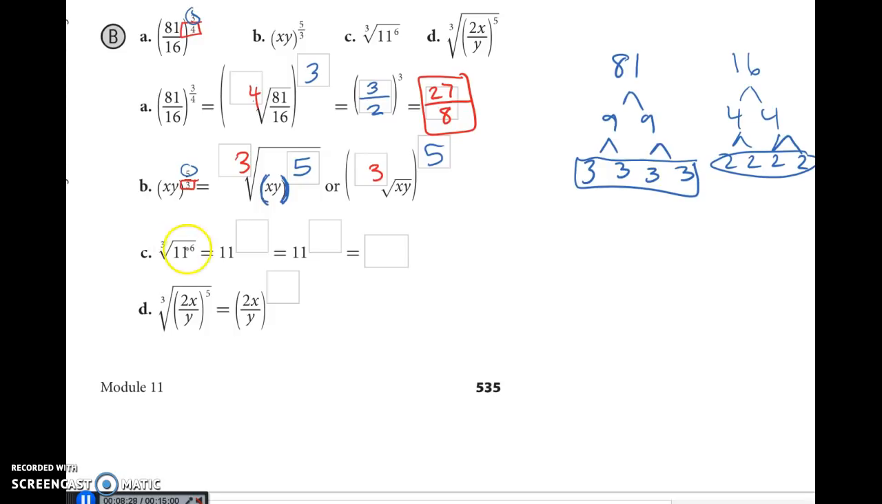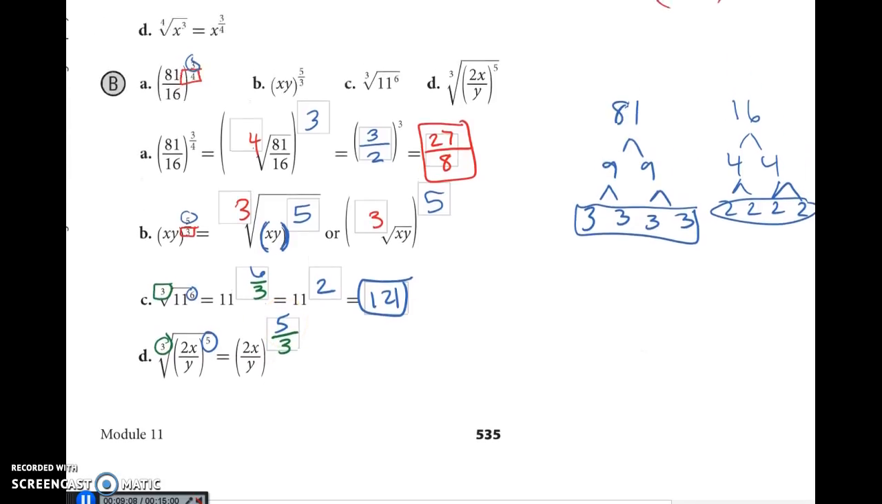So let's do this one. My index is my denominator, and my power is my numerator. And if we simplify this, 6 over 3, well, isn't that just 2? 6 divided by 3 is 2, and so 11 squared is 121. And then for part D here, my index, remember, is your denominator, and my power is my numerator. So I get the quantity of 2x divided by y, all to the power of 5/3.